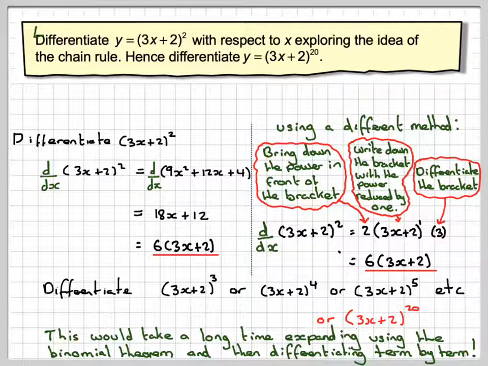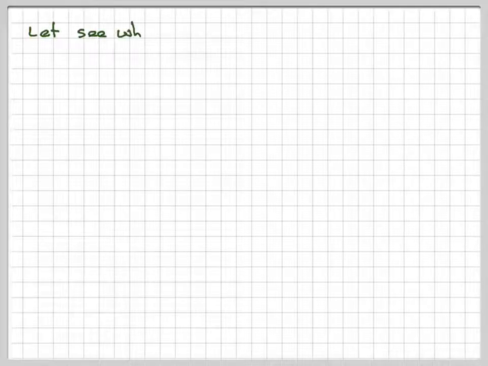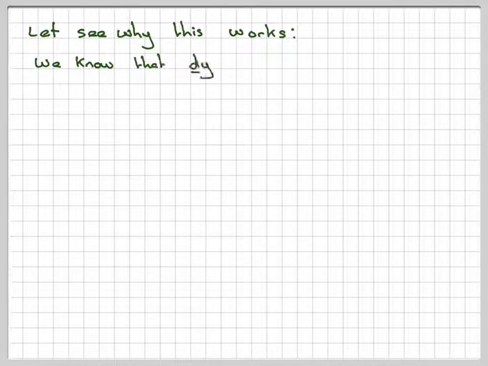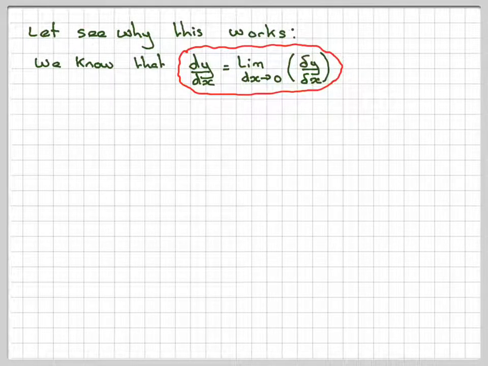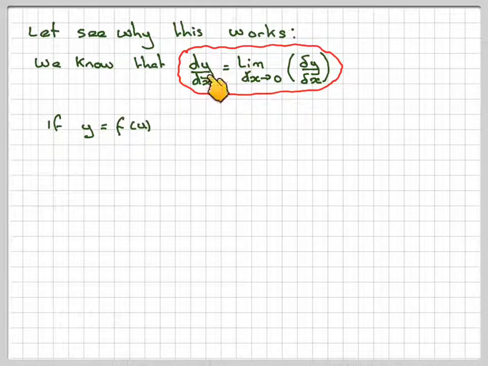So why does this work? Let's see why this works. We know that dy/dx is the limit as delta x goes to 0 of delta y divided by delta x. That is the formal definition of dy/dx. So we can think of dy/dx as the limit, as a little bit of x goes to 0, of a little bit of y divided by a little bit of x.